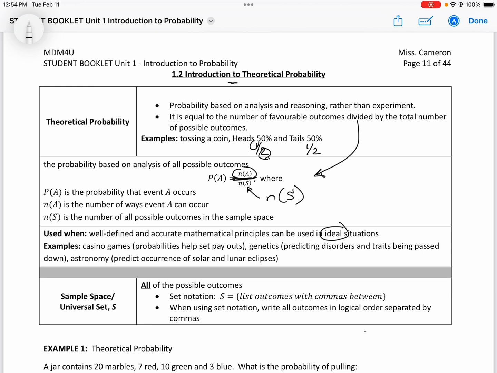The sample space, formal definition, or the universal set is denoted by a capital S, and it's all the possible outcomes. We use set notation, so S equals, we use these squiggly brackets, and inside the squiggly brackets we list all the outcomes with commas between them. If there is a logical order, then we put them in the logical order.